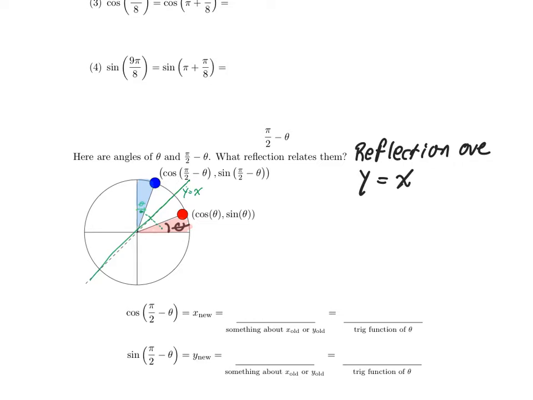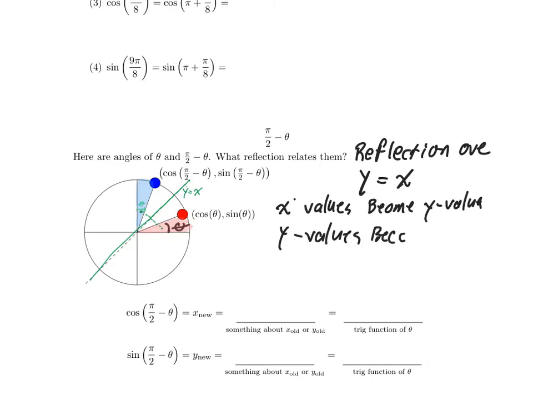What does this do to xy coordinates? Well, it switches them. X values become y values, and y values become x values.